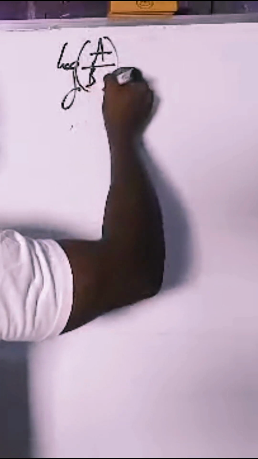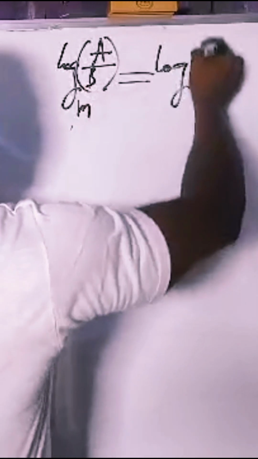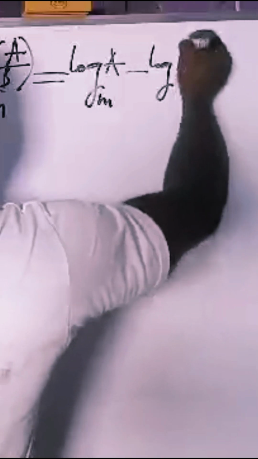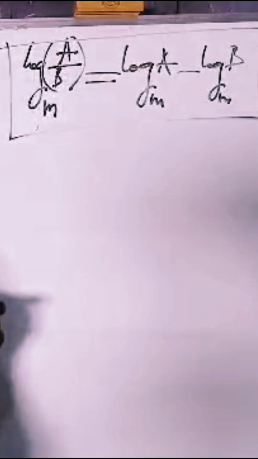Mathematically, this could be written as the logarithm of a over b, which is a fraction, to base m, must be equal to the logarithm of a to base m minus the logarithm of b to base m. This is called the second law of logarithm. Our task in this particular part is to see to the derivation of this law, like I said, how the law originated.